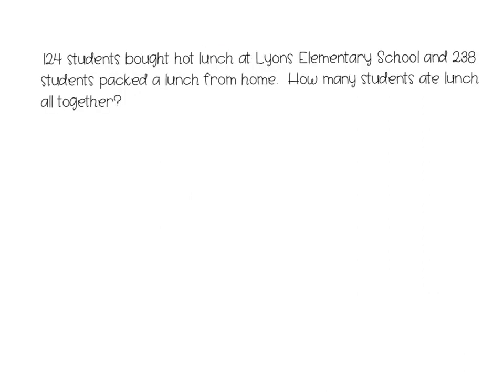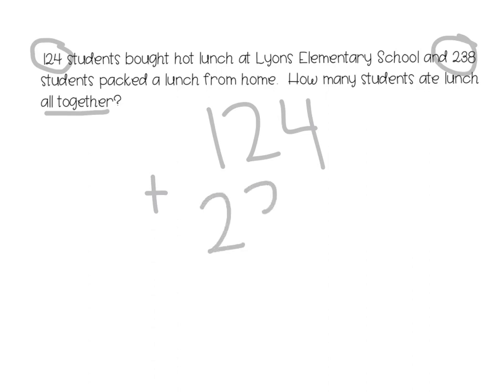Last problem. 124 students bought hot lunch at Lyons Elementary School, and 238 students packed a lunch from home. How many students ate lunch altogether? So the first thing I'm going to do is circle my numbers, and then look to see if I have any keywords. And I do. The word altogether is a keyword, so I know that I'm going to add. So I'm going to write my equation, 124 plus 238.